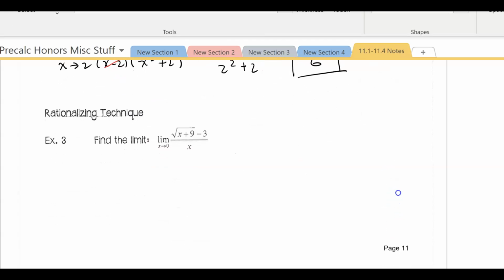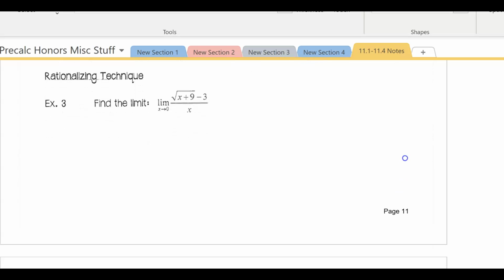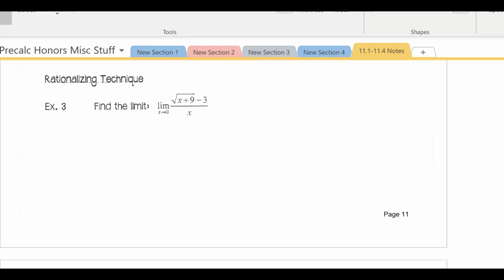Rationalizing technique. This one's a little bit harder, so make sure you get enough practice with this. Again, we can't substitute 0 in because we'll have 0 in the denominator. So what I'm going to do is multiply the numerator and denominator by the square root of x plus 9 plus 3 over the square root of x plus 9 plus 3. So I'm basically multiplying by the conjugate of the numerator. And again, the reason we like conjugates is because we end up with a difference of two squares in the numerator. So I've got the limit as x approaches 0.